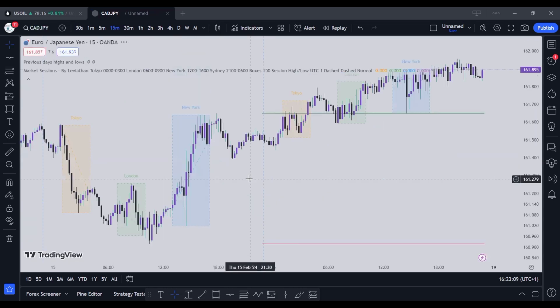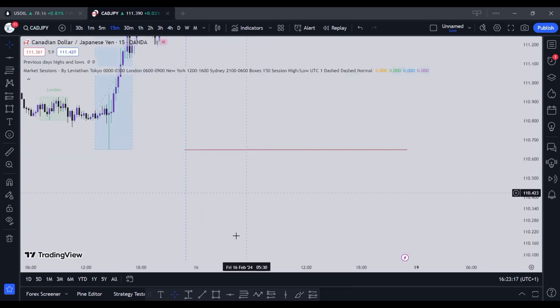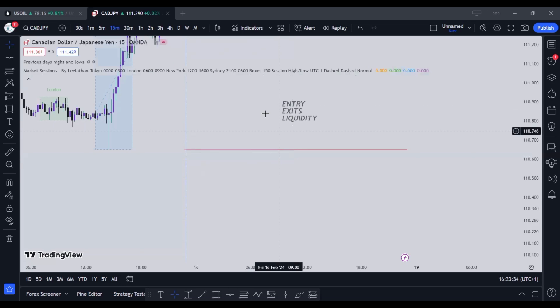Those levels are very important. Even if you don't trade this system, you need to understand that those levels are very important. You use those levels for, number one, entry, exit, and liquidity. You need to use those levels to understand entries, exits, and liquidity.